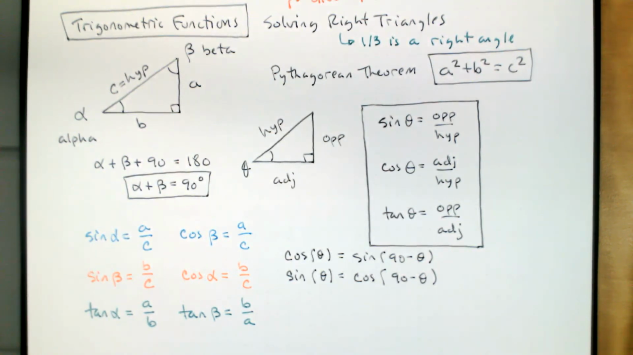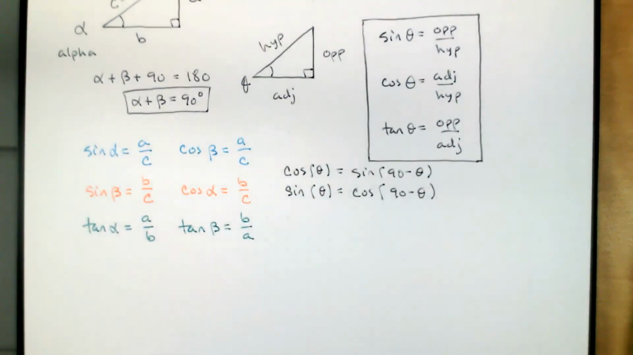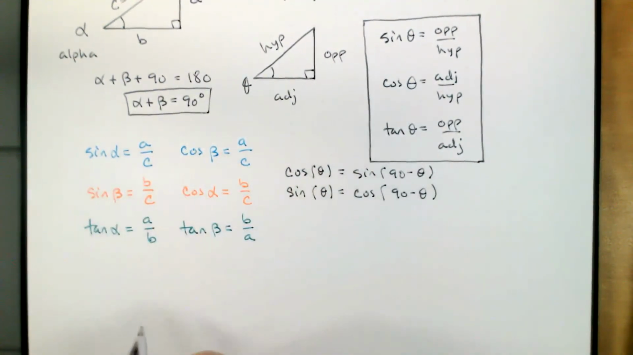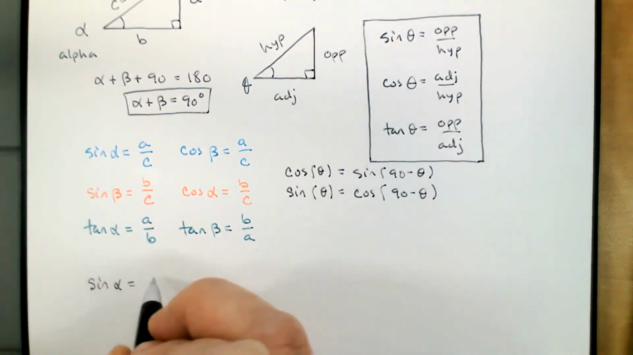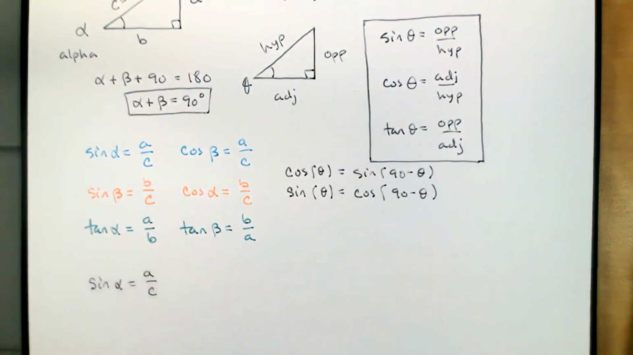Now, these are just tools that we have available. We have to learn how to use these tools to solve for various things. So let's just grab one of these as an example. Let's suppose that our given information was some two of alpha, A, or C. I have to be able to solve for any one of these three things using this relationship.